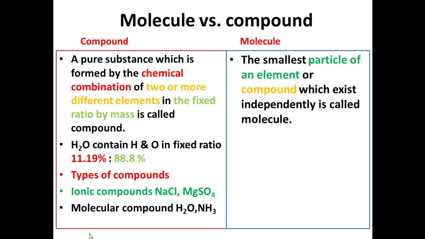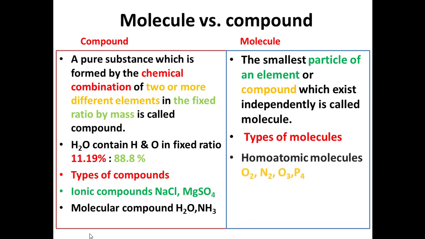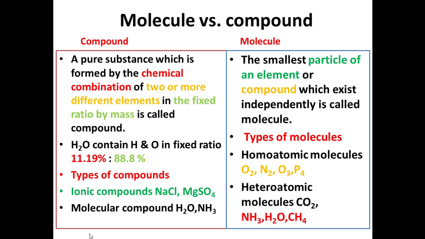Now we will talk about molecules. The smallest particle of an element or compound which exists independently is called a molecule. For example, O2, N2, etc. There are generally two types of molecules. First are the homoatomic molecules, for example, O2, N2, O3, P4. These molecules are made up of atoms of similar type, while the others are the heteroatomic molecules. For example, carbon dioxide, ammonia, water and methane. These are made up of different atoms.